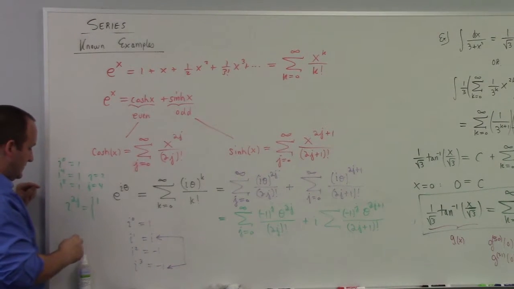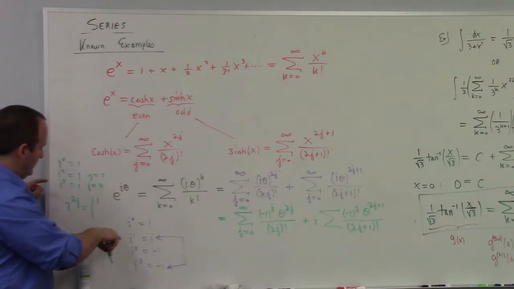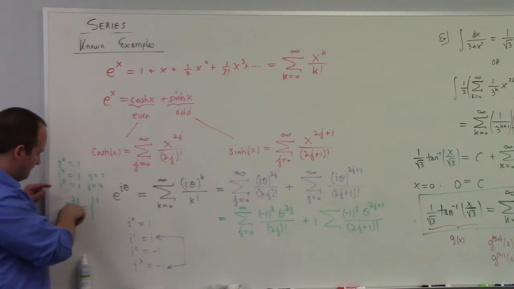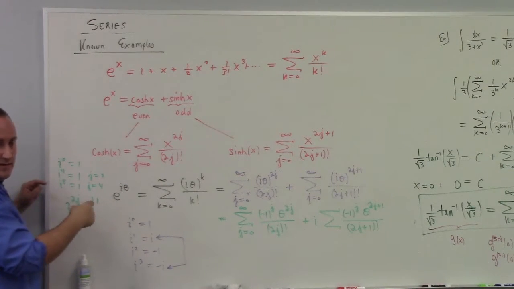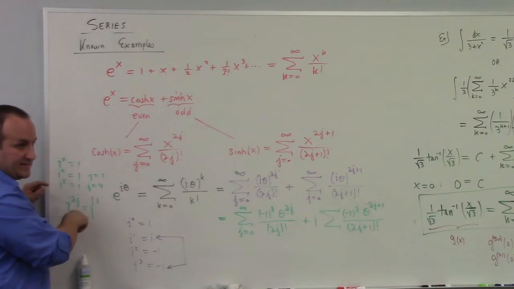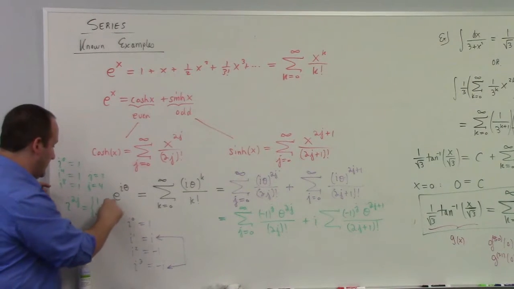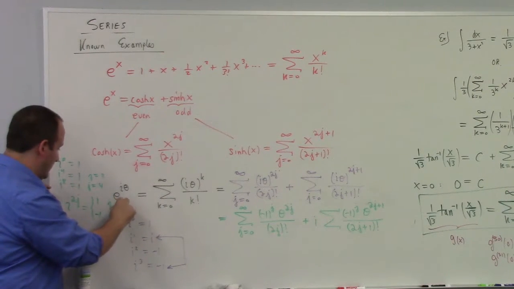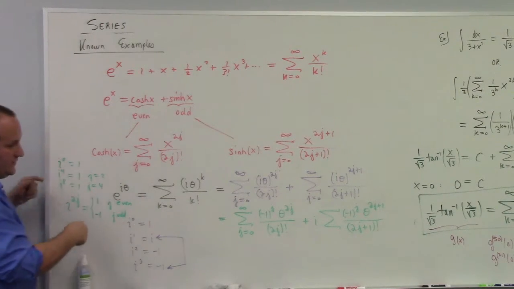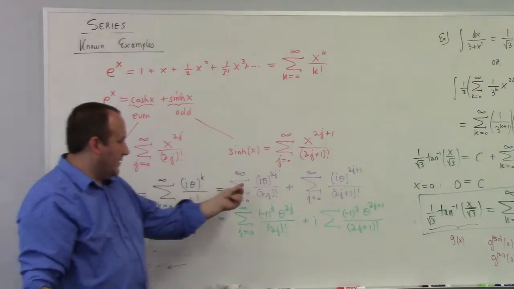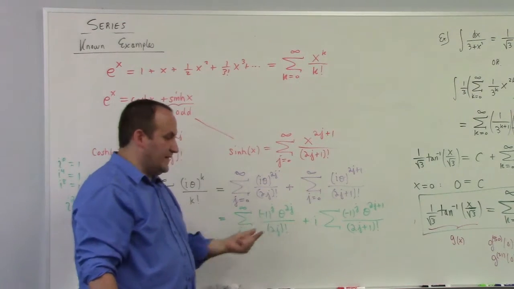If j is odd, so like i squared is minus 1, i to the 6th, 2 times 3, is minus 1. So it's minus 1. If you just look at the cases, this i to the power 2j becomes minus 1 to the j.